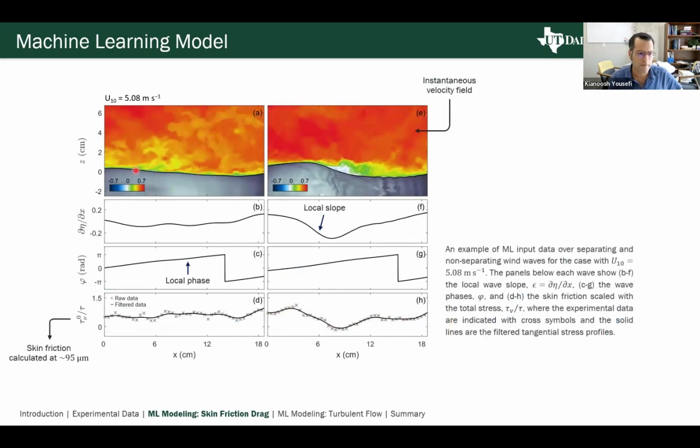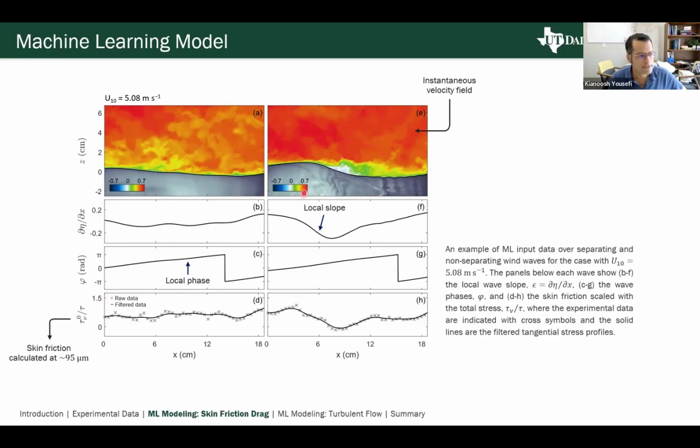Here is what we use as an input for this skin friction drag CNN model. The first column shows the velocity over a non-separating wave, and the second shows the velocity over a separating wave. The first row is the horizontal velocity, to give a perspective of how these waves look, with the wave profile highlighted with a black line. The second row is the local slope, basically partial eta, partial x.